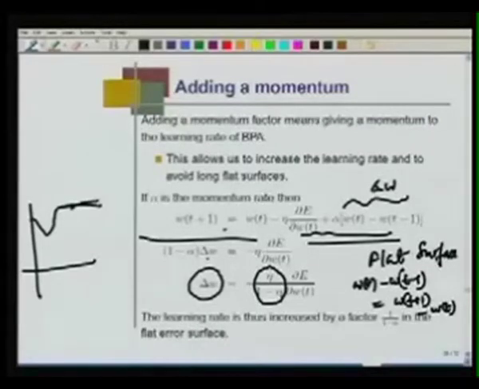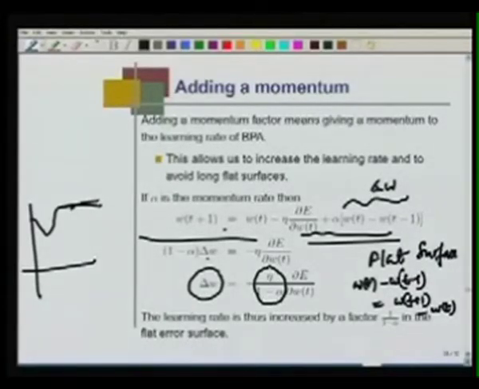If I make alpha 0.9, then 1 minus 0.9 is 0.1. So, the effective eta is now 10 times the actual eta. So, the learning rate is thus increased by a factor of 1 by 1 minus alpha in the flat error surface.